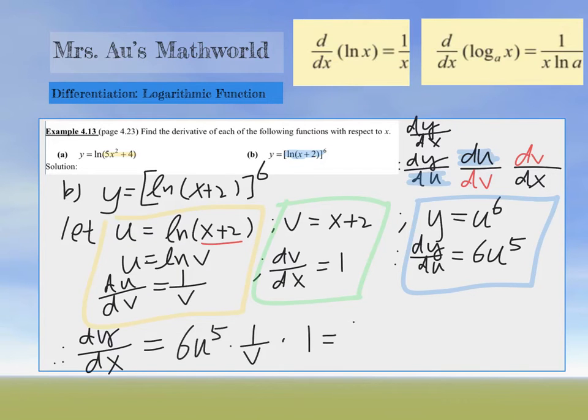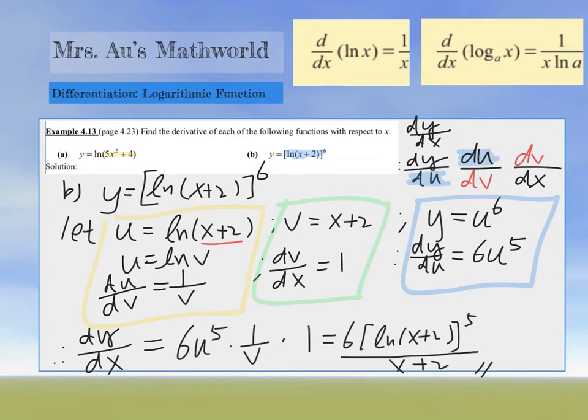Substitute back, so 6 times (log x plus 2) to the power 5, and then divided by v. So v is x plus 2. No need to write plus 1. So this is the simplified answer for part B.